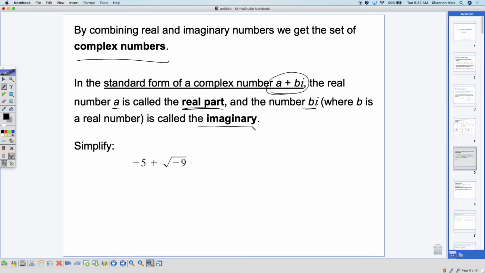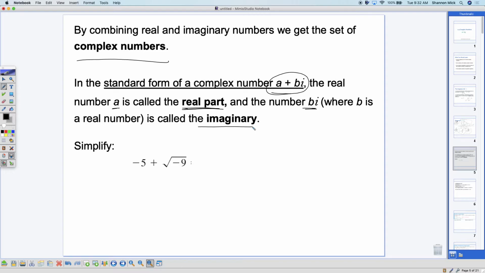Okay, so a complex number is a plus bi. A complex number just has an imaginary number in it. Standard form is a plus bi. A is my real part and bi is my imaginary part, where b is a real number, but it has its i stuck to it. So, what that is, I have -5 plus the square root of -9.